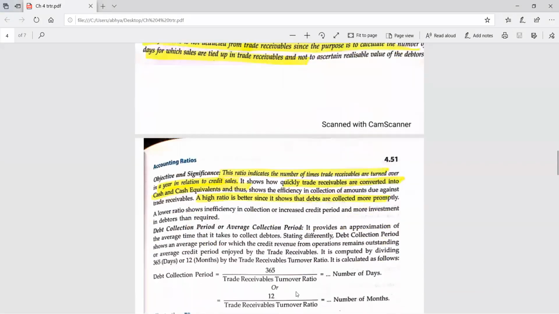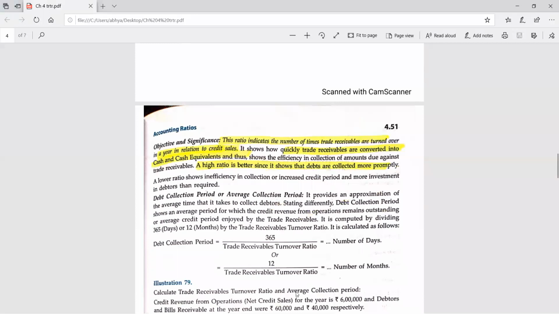Now, why is this ratio calculated? As I told you, this ratio indicates the number of times trade receivables are turned over in a year in relation to credit sales. It means how many times trade receivables are turned. And a higher turnover ratio means a better ratio. Why? Because a high ratio shows the debts are collected more promptly, more quickly. If the amount is stuck in debtors or in BR for a longer period, it may result in bad debts. So every firm wants to maintain a higher ratio.